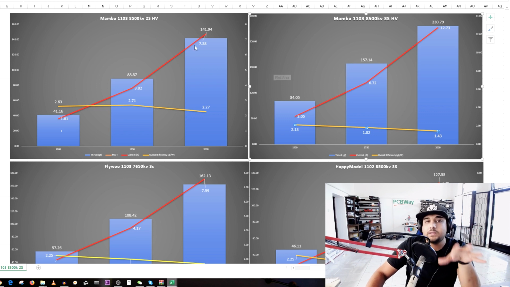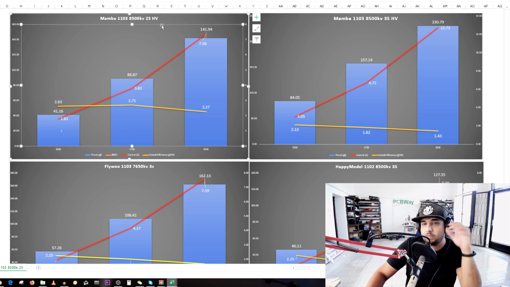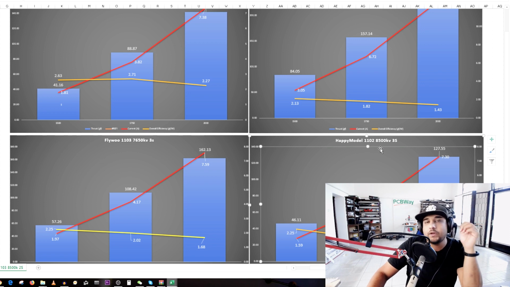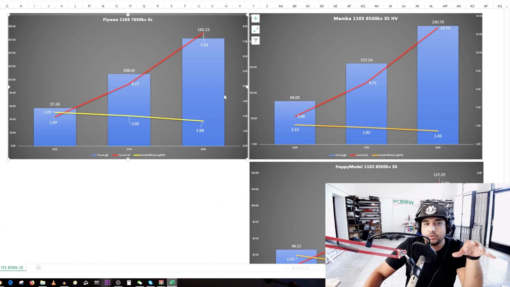Now let's move away from the 2S Mamba, and I want to compare it with my motors that I really like that I'm putting in the same category, which is the Happy Model 1102 8500kV on a 3S and the Flywoo 1103 7650kV on 3S here. So now we're comparing these two motors together. The KVs are different, so this is not going to be as powerful, obviously, because we're getting lower KV. It's not spinning as fast as the Mamba's 8500kV here.